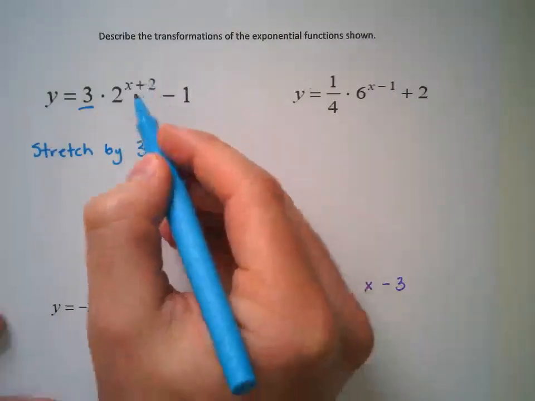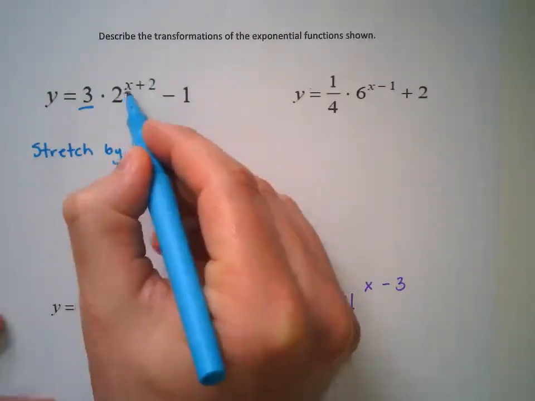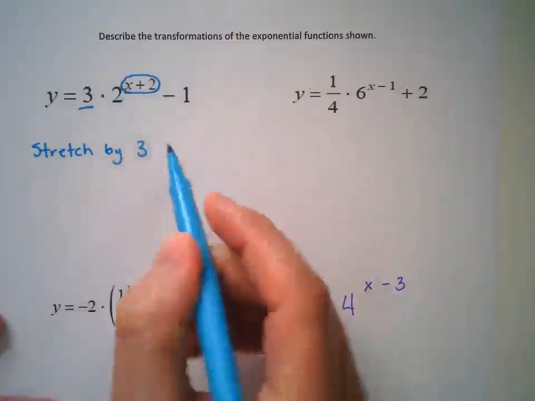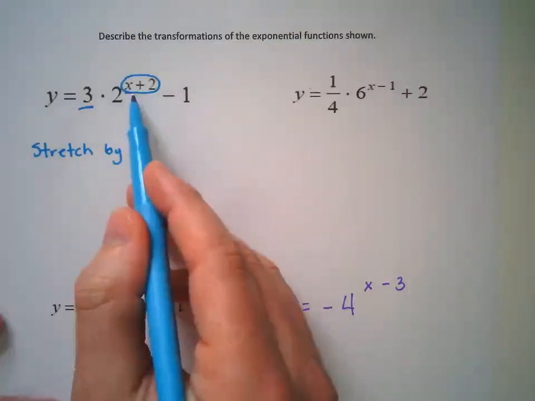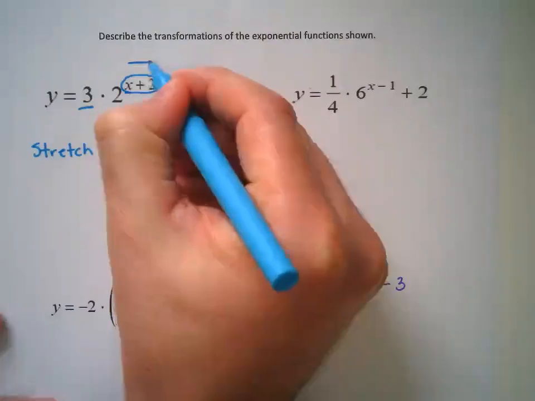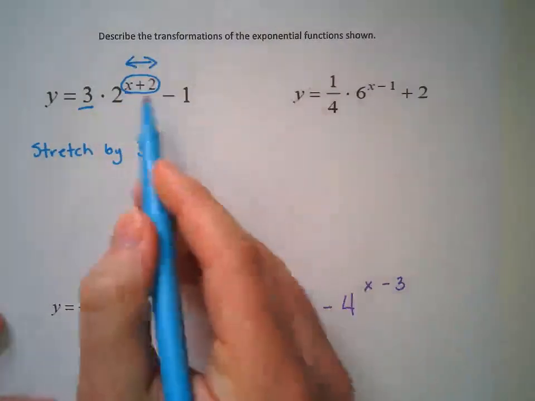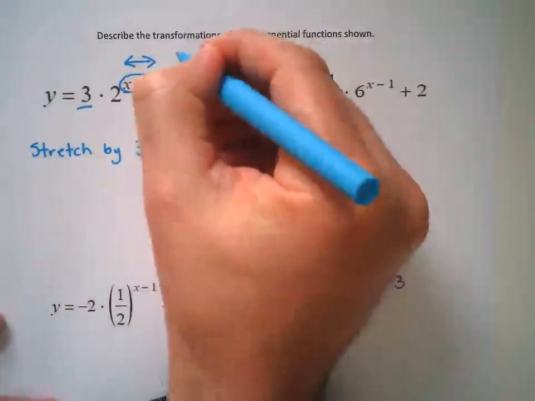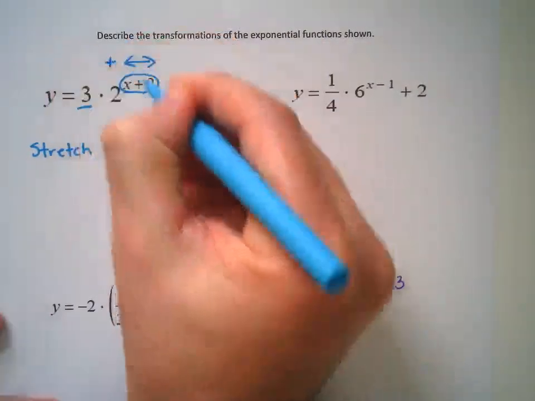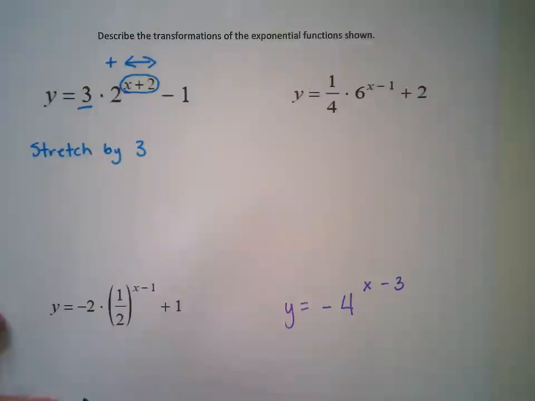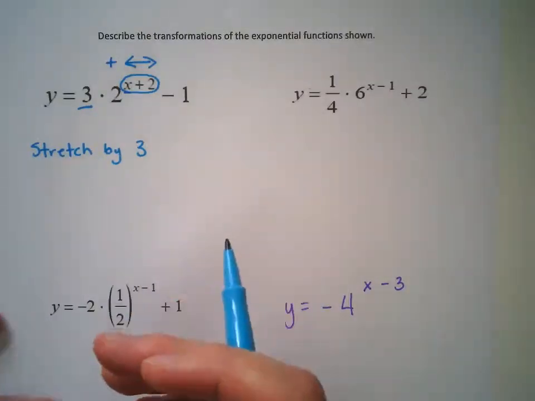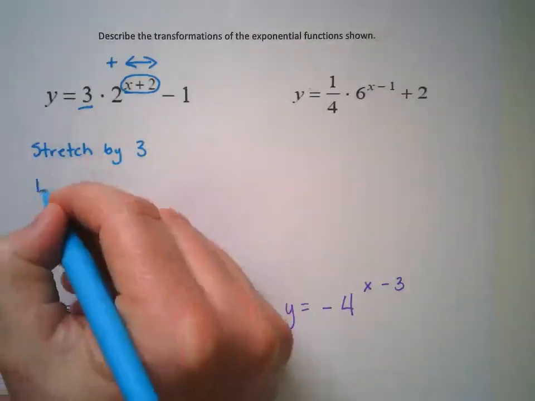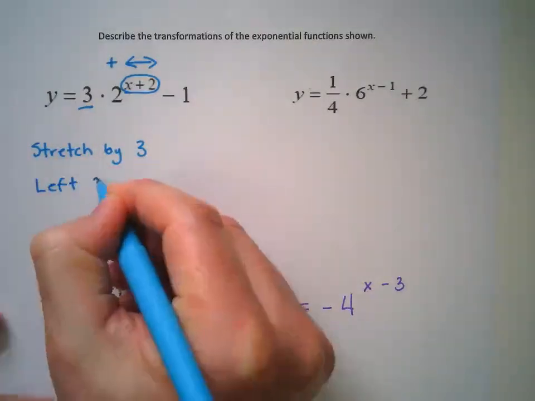But we do need to worry about this x plus 2. The x plus 2 tells you left and right. Okay, so it's either going to go left or it's going to go right. Because it's a plus, plus moves to the left. I know it's a little backwards, but that's how those exponents work. They always go the opposite of what you think. So that is going to go left 2.